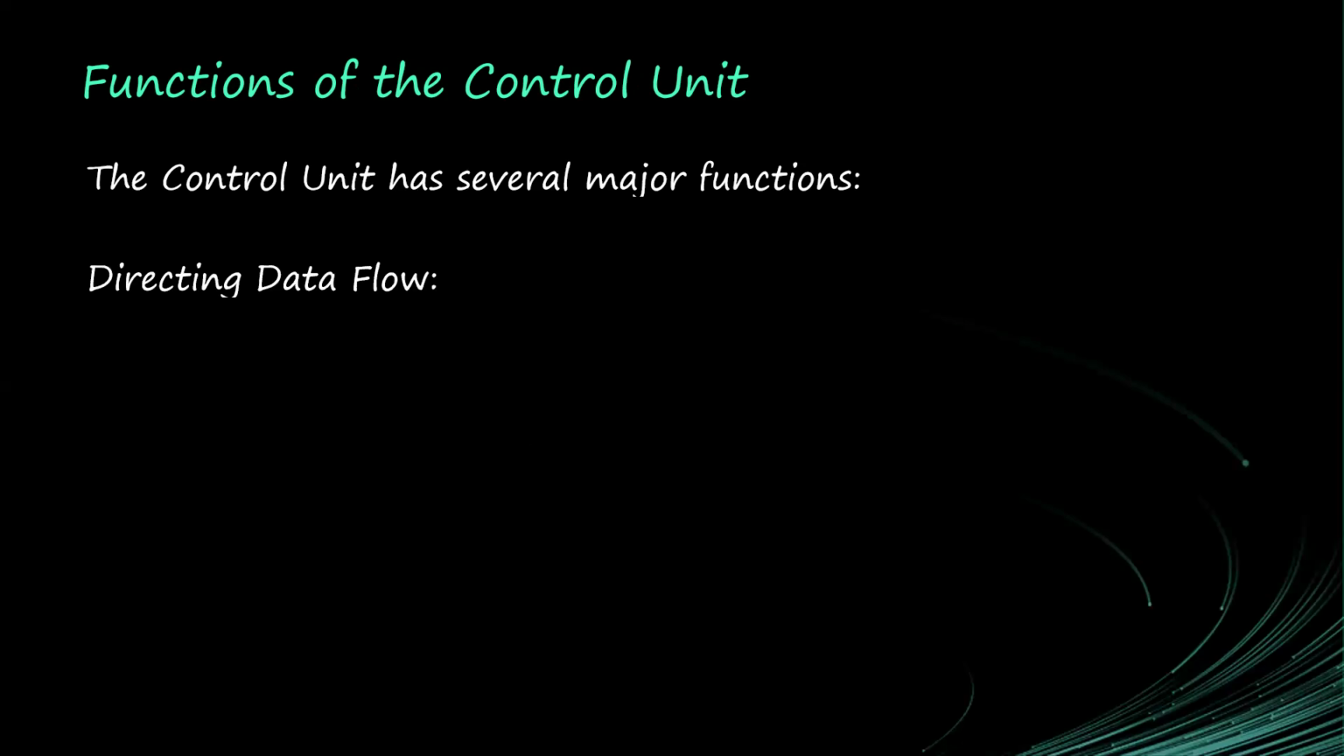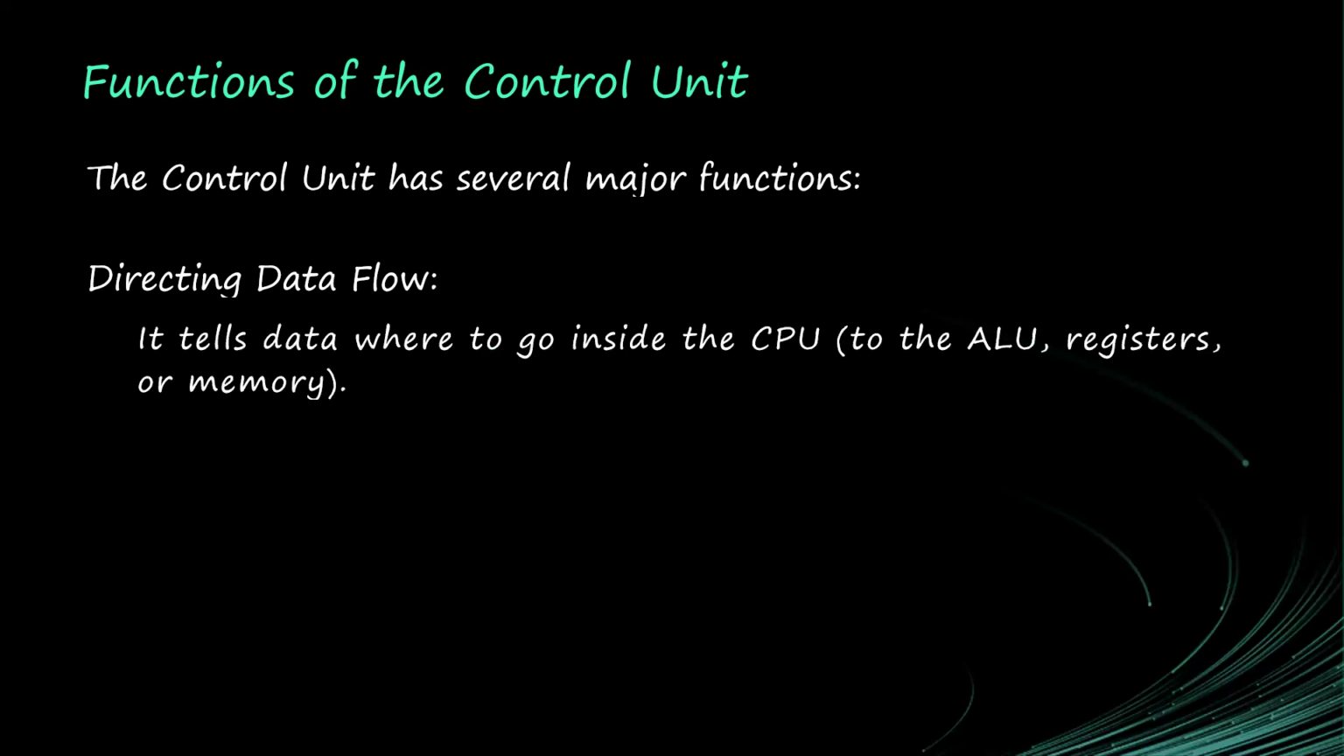The control unit has several major functions. One of them is directing data flow. So it's the control unit that, remember, is the traffic man that directs what happens. It directs the flow of data. It tells data where to go inside the CPU. So it is the control unit that directs data to go to either the arithmetic logic unit, or the registers, or the memory. So the job of the control unit is to direct the data flow inside the CPU.